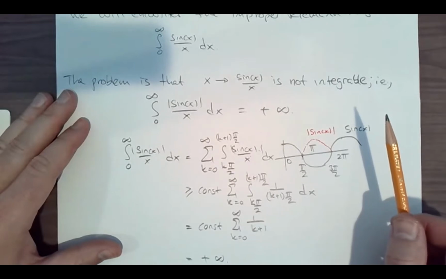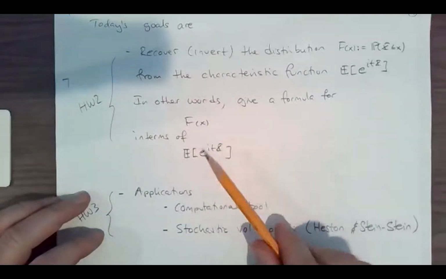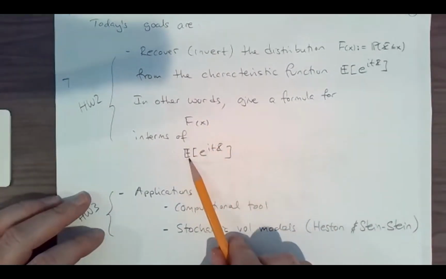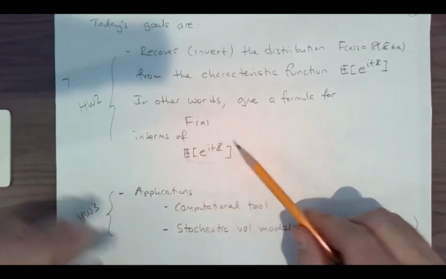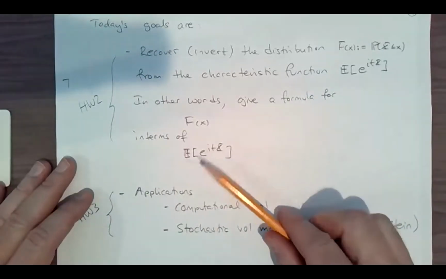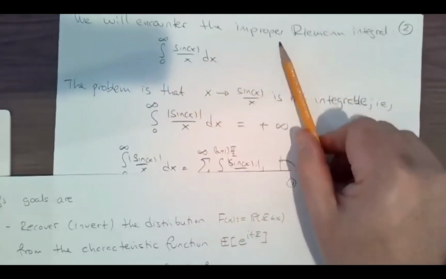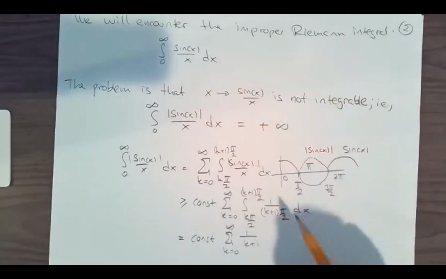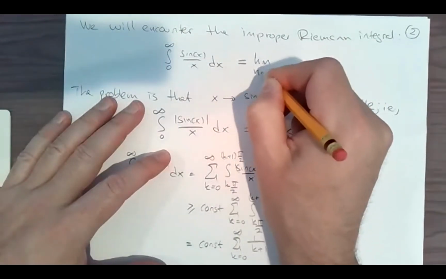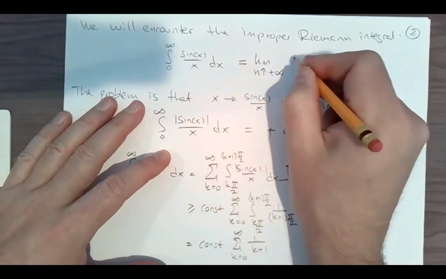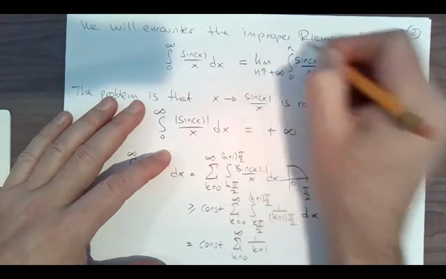And unfortunately, as we start working, we will go from the characteristic function back to the distribution. There'll be an integral that's going to do that, and that integral is only given as this improper Riemann integral. That is, this thing here is equal to the limit as n goes to infinity of the integral of sine x over x from 0 to n.